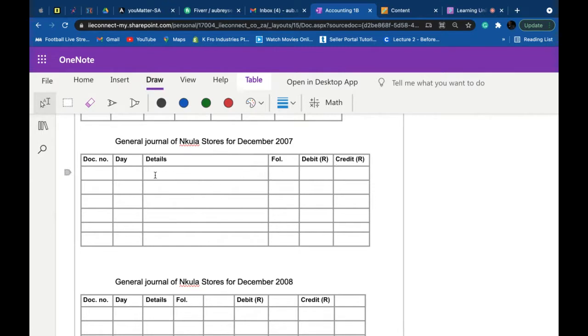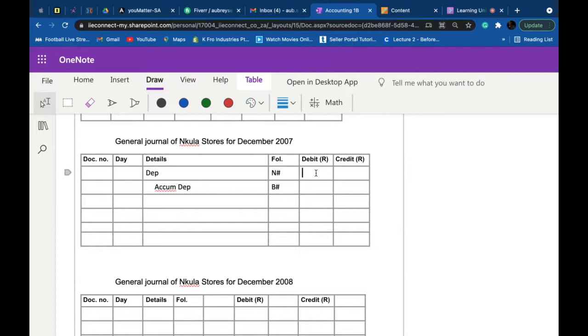Okay, so first things first, we know that depreciation is an expense account. So what are we going to do with depreciation? We're going to debit depreciation. And then here, we're going to credit accumulated depreciation. Okay, this is obviously going to affect your profit and loss or your income statement. And this is going to affect your balance sheet.